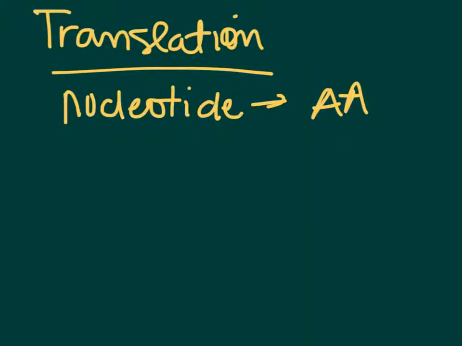Next is when we're going to switch languages. So we're going to go from that mRNA nucleotide language to the amino acid language. And we call it protein synthesis because that's overall what's going to happen here: proteins are going to be made. This process occurs attached to ribosomes.